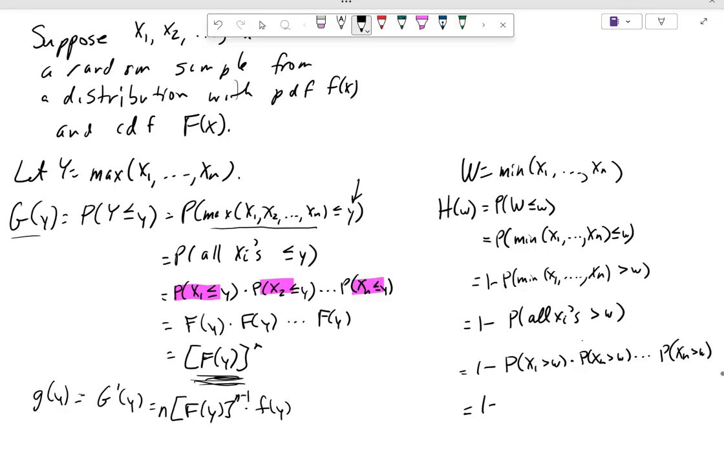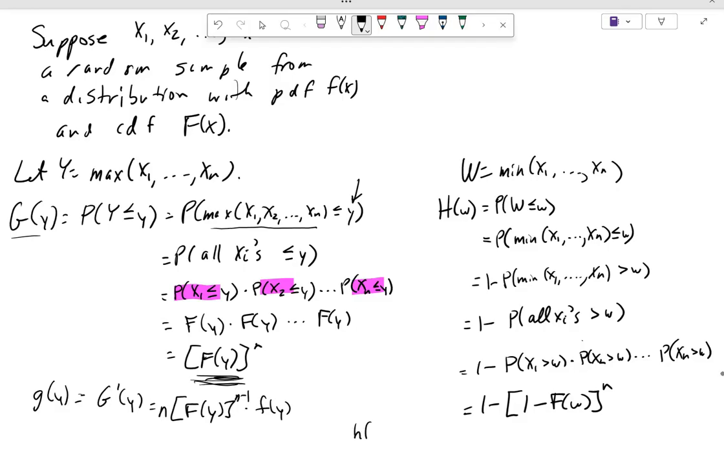So this will end up being 1 minus the CDF of the underlying distribution. So it's F of w raised to the nth power, right? This will be 1 minus the CDF, all the way out. There's n of them, right? Now do the same thing.